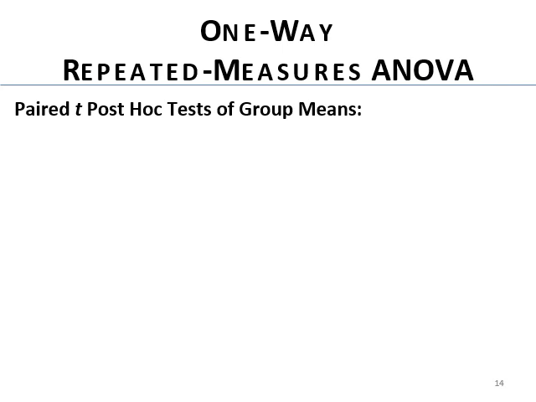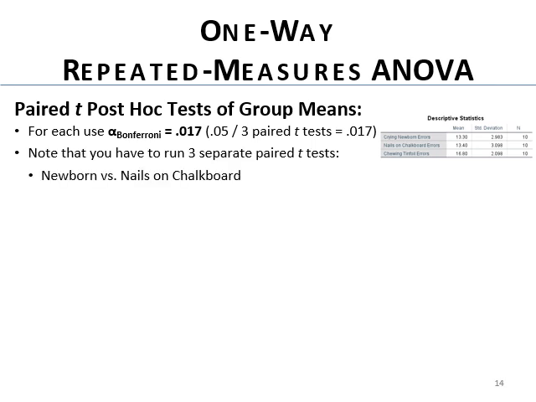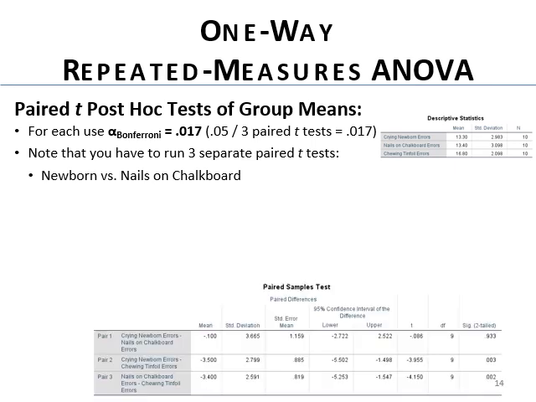So here's our paired t-test post-hoc tests, and there's 3 of them, right? There's our means that we were comparing. For each one, we are going to use a Bonferroni corrected alpha level of 0.017 instead of 0.05. That's 0.05 divided by 3 different tests. And there are 3 tests. So here's the first one. Newborns versus nails on the chalkboard. We're comparing numbers of errors they made.